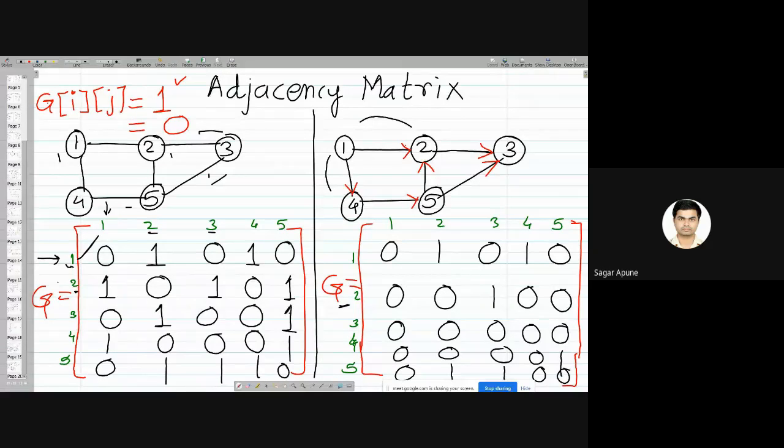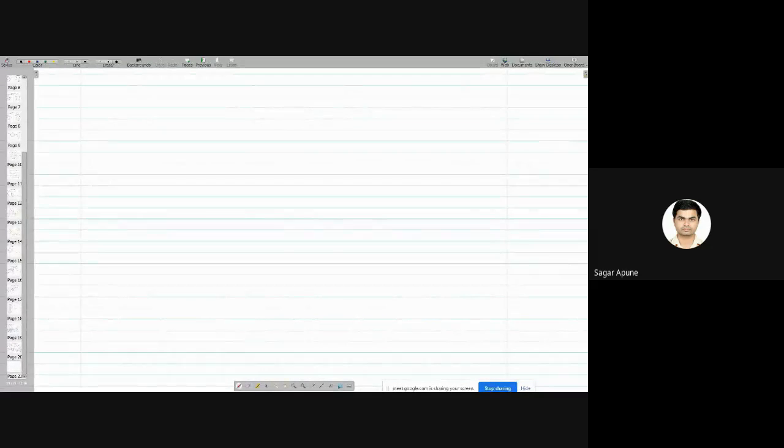Okay. Last example. Suppose my graph is here. Okay, I draw one graph.